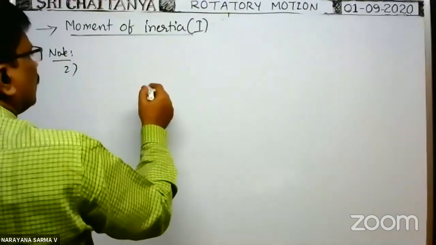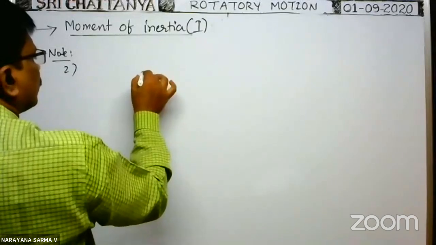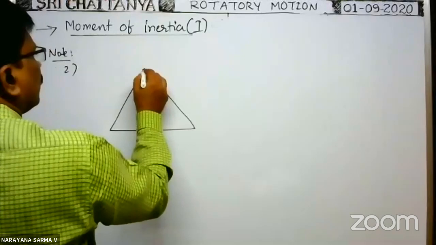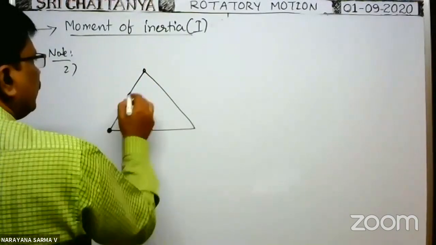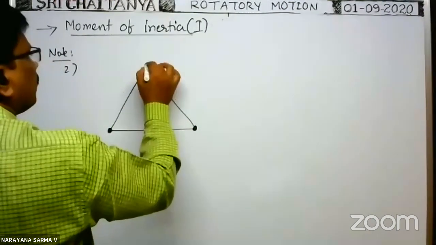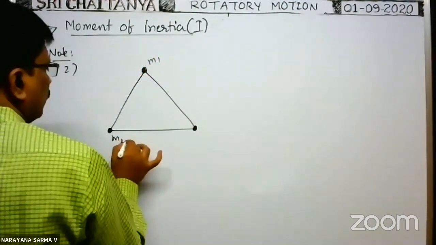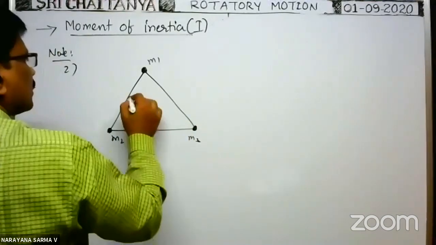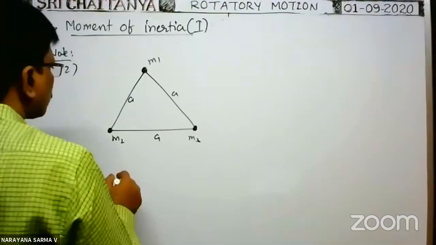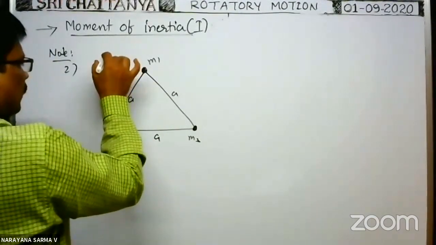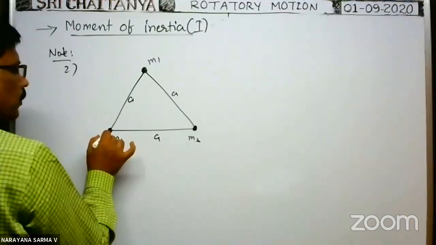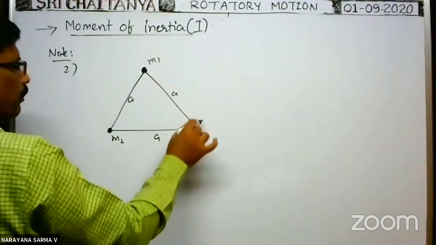Suppose there are 3 particles at the corners of an equilateral triangle, having masses m1, m2, m3. The side is A. Of course, as it is an equilateral triangle, all sides are equal. Now, about an axis passing through the particle m2 perpendicular to the plane of the triangle.